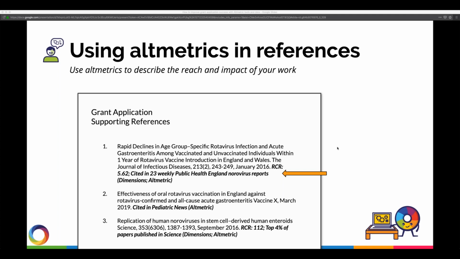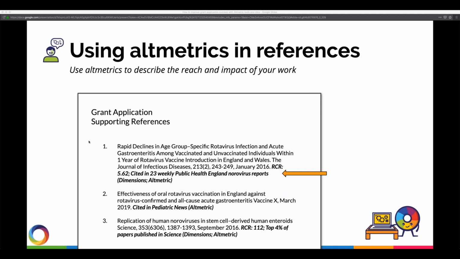I could consider adding metrics to the end of the references that I tend to submit with grant applications, specifically in the sciences. This is a typical practice. So, for example, this first example on the grant application supporting references lists the relative citation ratio for this particular paper. This is a citation-based metric that showcases how highly cited a paper is or is not compared to similar papers published in the same time period.